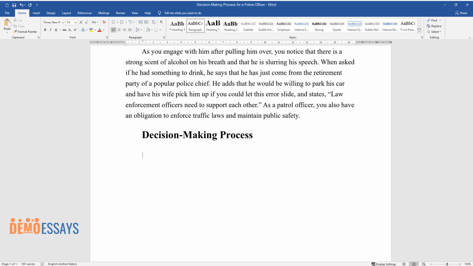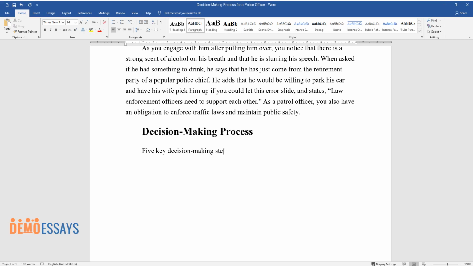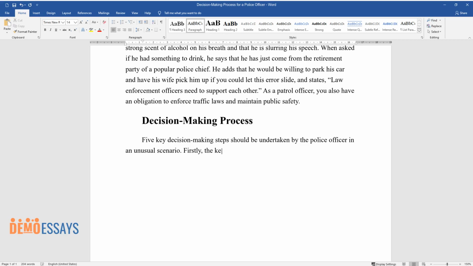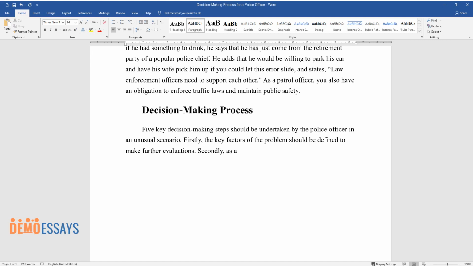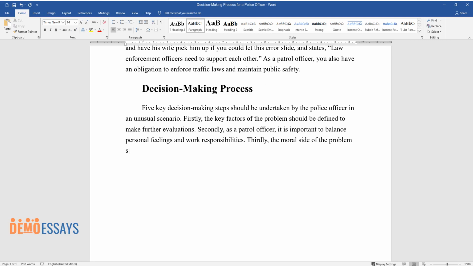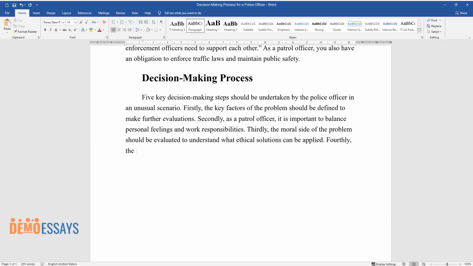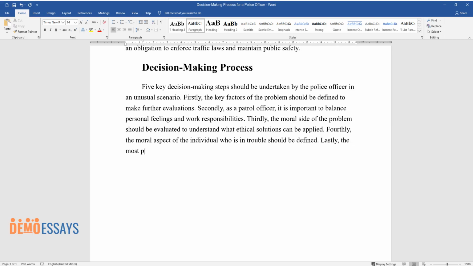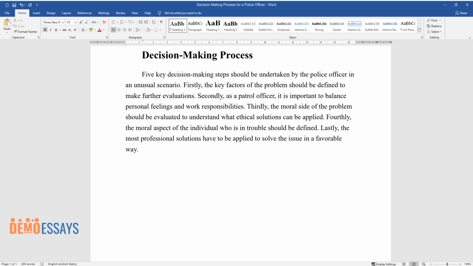Decision-making process. Five key decision-making steps should be undertaken by the police officer in an unusual scenario. Firstly, the key factors of the problem should be defined to make further evaluations. Secondly, as a patrol officer, it is important to balance personal feelings and work responsibilities. Thirdly, the moral side of the problem should be evaluated to understand what ethical solutions can be applied. Fourthly, the moral aspect of the individual who is in trouble should be defined. Lastly, the most professional solutions have to be applied to solve the issue in a favorable way.